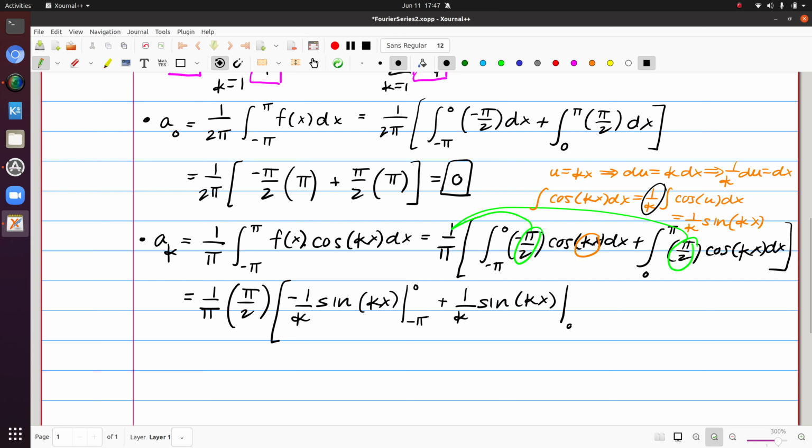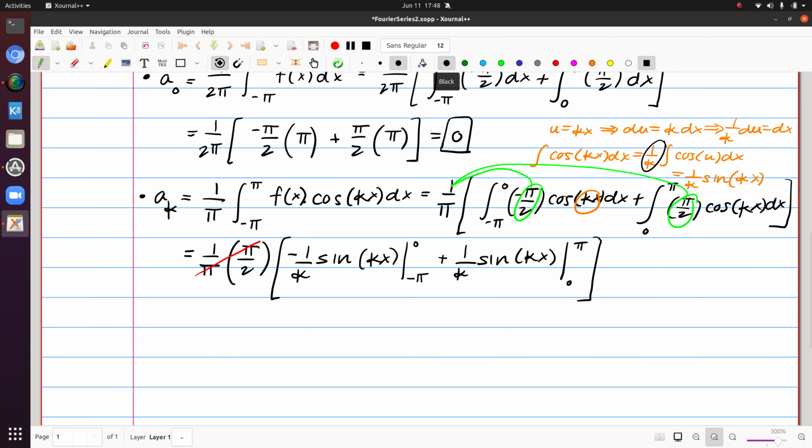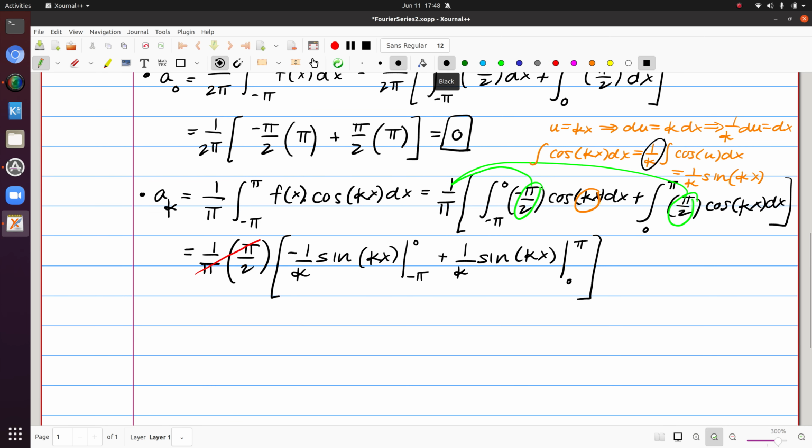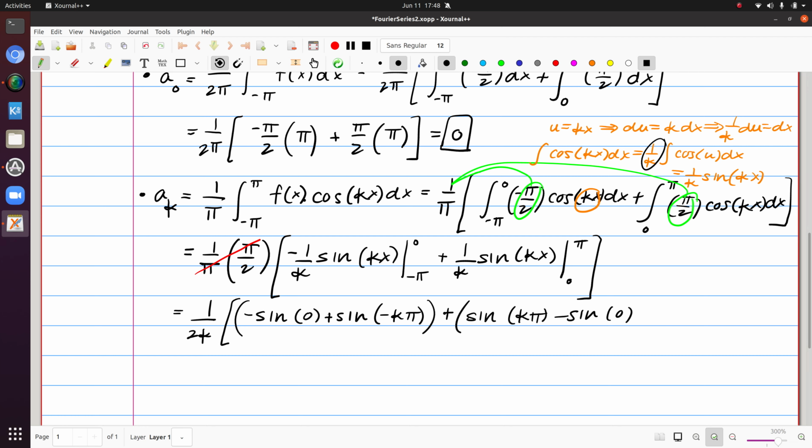And that part is evaluated from x equals 0 to x equals pi. So we can cancel these pi's, and now I can see that what I'm left with is bringing the 1 over k out front. I have 1 over 2k, and then I'm going to have minus sine of 0 minus a negative, so plus sine of minus k pi plus sine of k pi minus sine of 0.